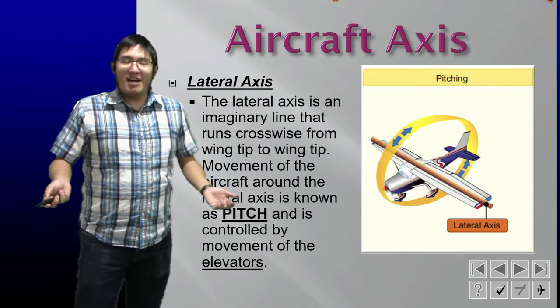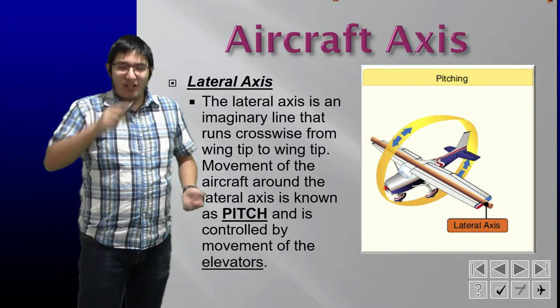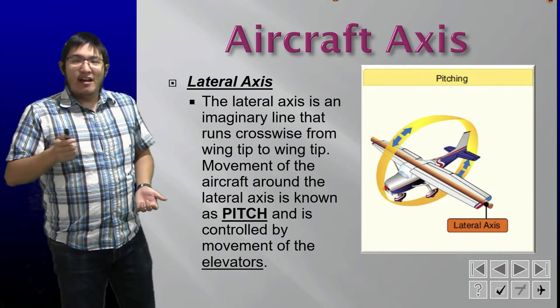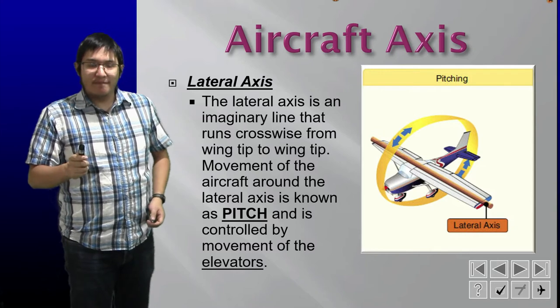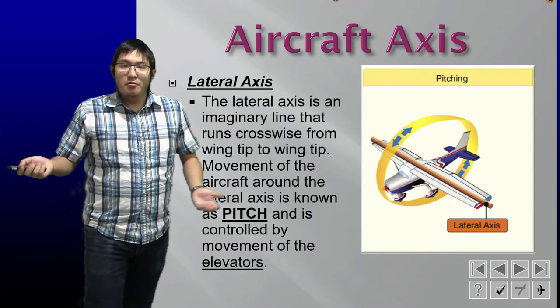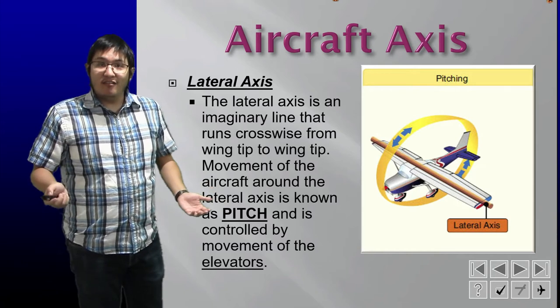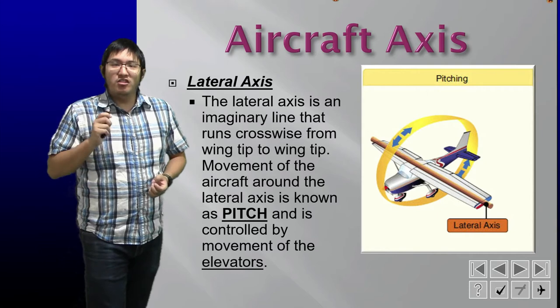So that way they're kind of related. Roll is, for example, movement of the lateral axis and about or around the longitudinal axis. And similarly, pitch is movement around the lateral axis and of the longitudinal axis.